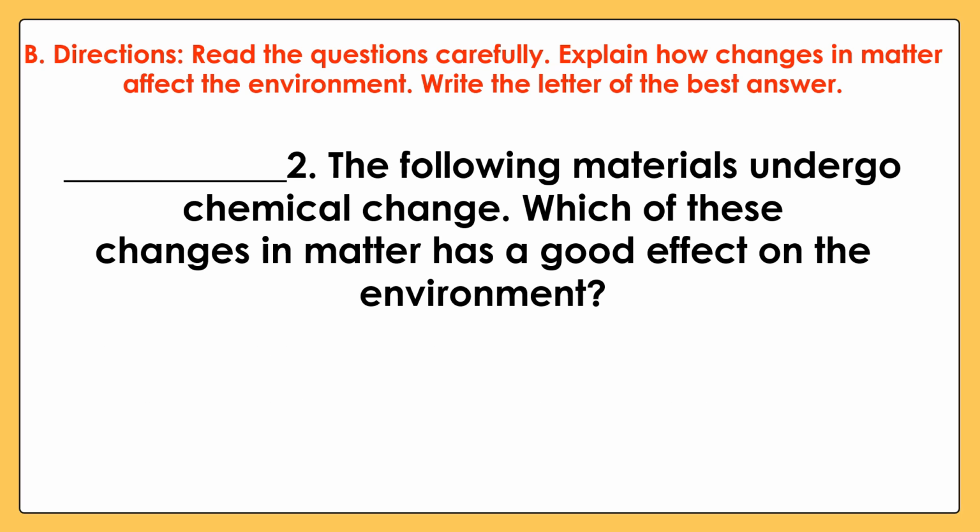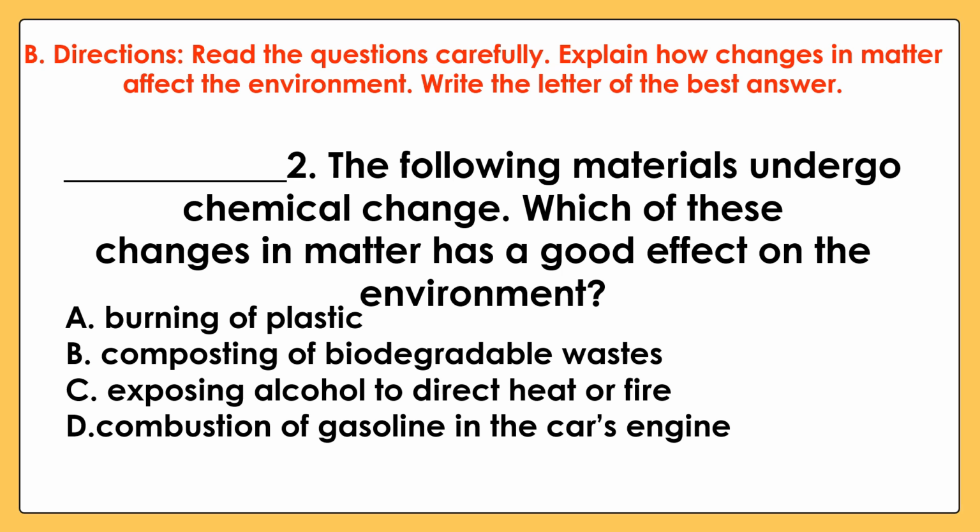Number 2. The following materials undergo chemical change. Which of these changes in matter has a good effect on the environment? A. Burning of plastic. B. Composting of biodegradable wastes. C. Exposing alcohol to direct heat or fire. Or D. Combustion of gasoline in the car's engine. The correct answer is letter B. Composting of biodegradable waste.